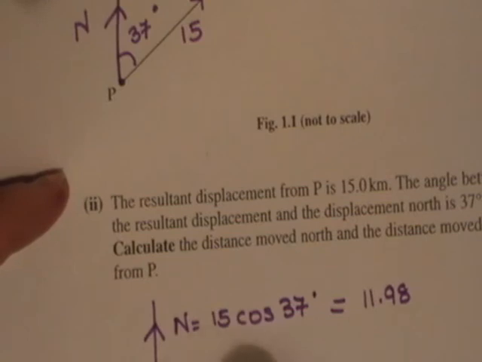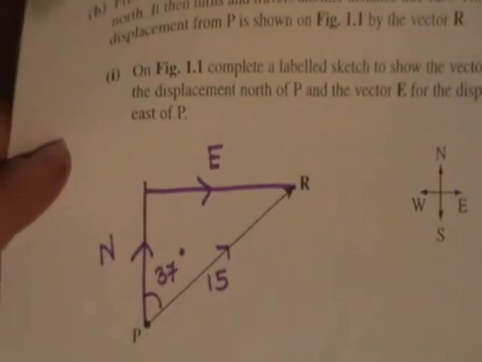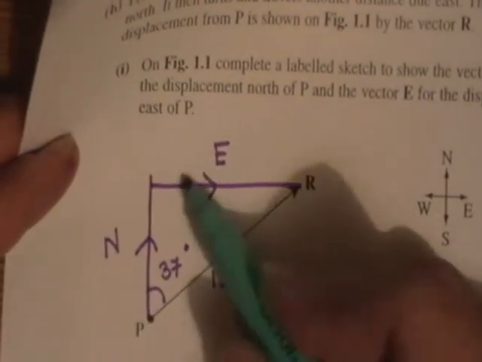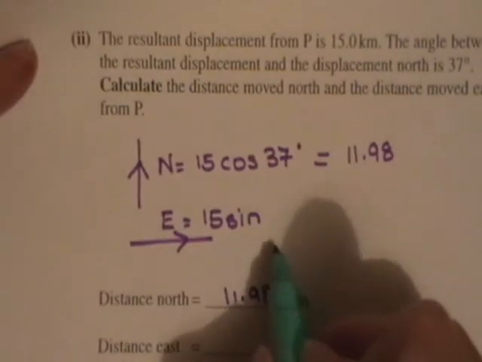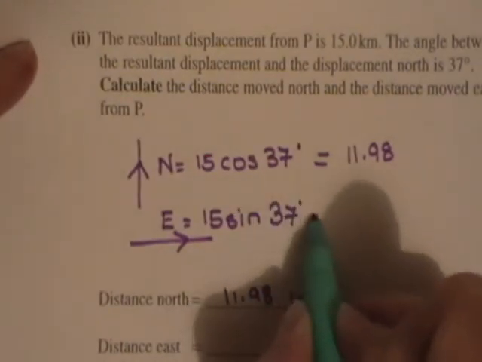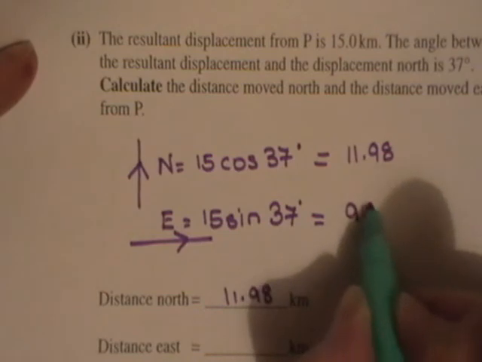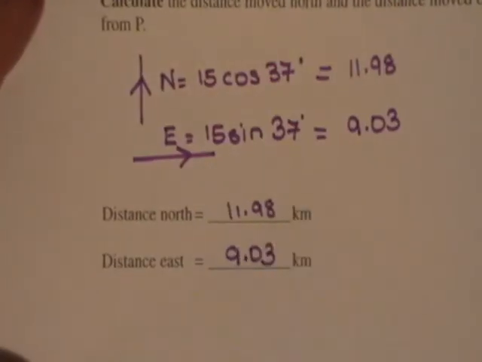And then the east one is going to be 15 sine. We'll go back there, it's the one opposite the angle, so it's 15 times the sine of 37. And that comes out to be 9.03 kilometres for your answer.